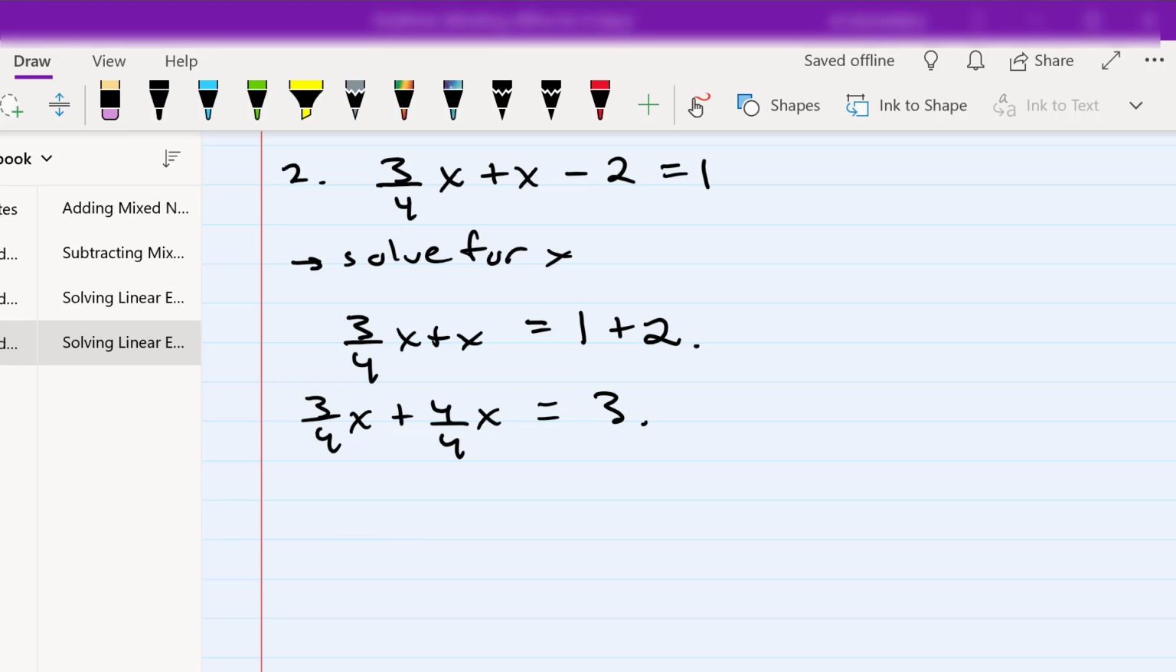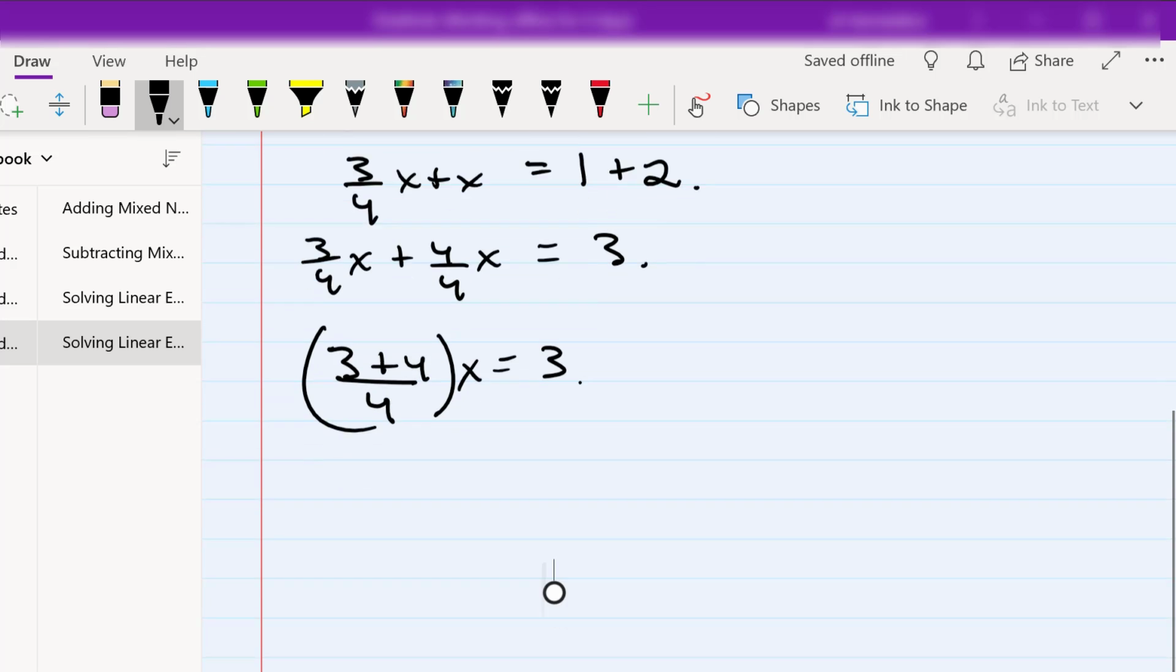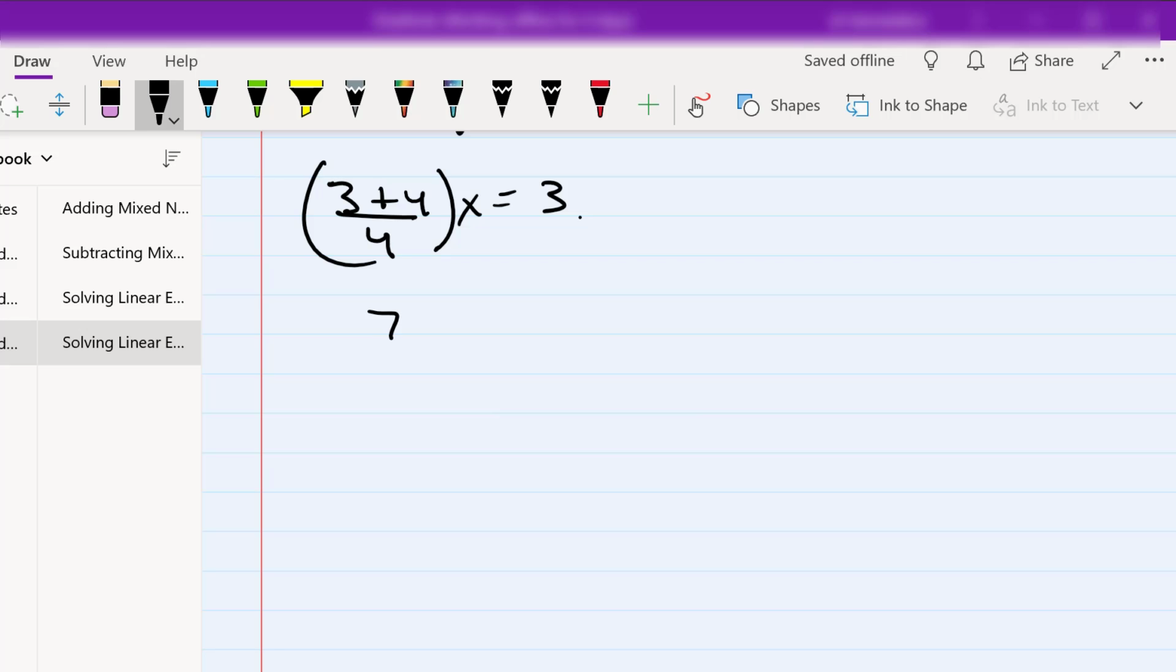So we have 3/4 x plus x, or 4 over 4x, which is the same as 1x, equals 3. Working on the left side now, we can add both terms. 3/4 x plus 4 over 4x, we can get a common denominator of 4, and we can write 3 plus 4 multiplied by x equals 3, or 7/4 x equals 3.